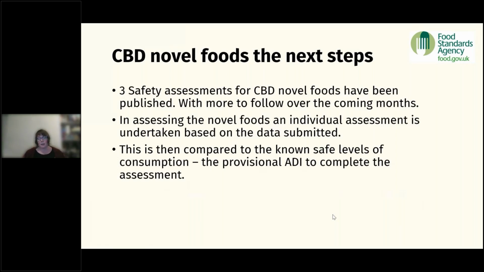And once a decision can be made around whether that demonstrates the safety of the novel food and how they propose to use it, we would then compare it to that wider data set that we have available, which is encapsulated by the provisional ADI. And that then informs what the safe level that might be needed to be considered for authorisation might be. So it's very much a case of doing an individual assessment and then comparing it to the wider body of evidence, because this then allows us to ensure that we've reflected the potential variation from study to study.